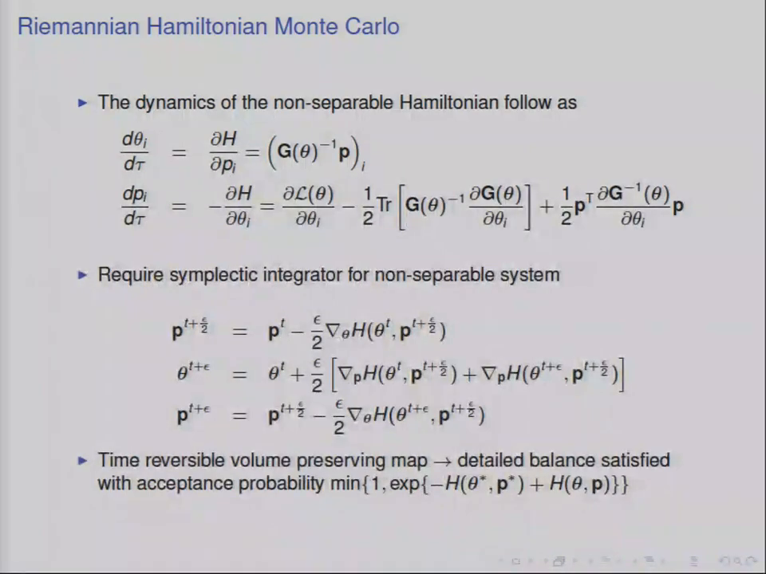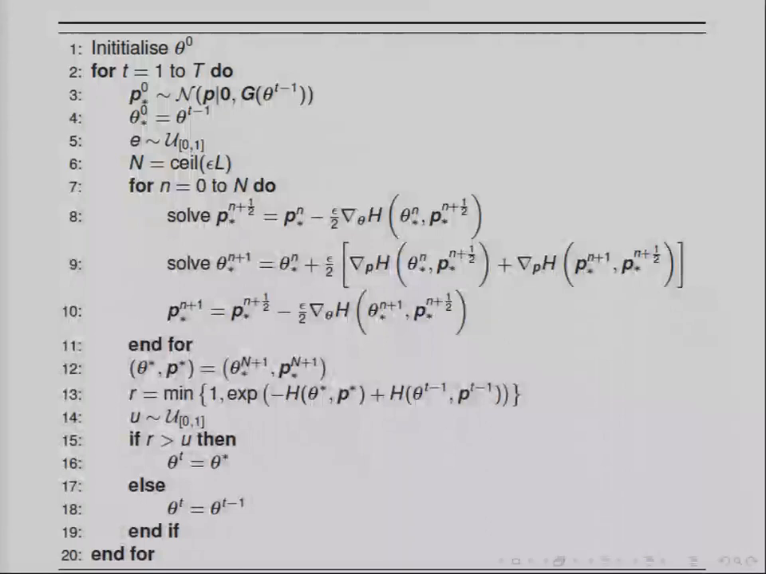So we have to solve these equations before we can update our theta and p values. But the key thing here is that this still gives us a time-reversible, volume-preserving map. And therefore, detailed balance is going to be satisfied if we employ the same acceptance probability that we used previously.